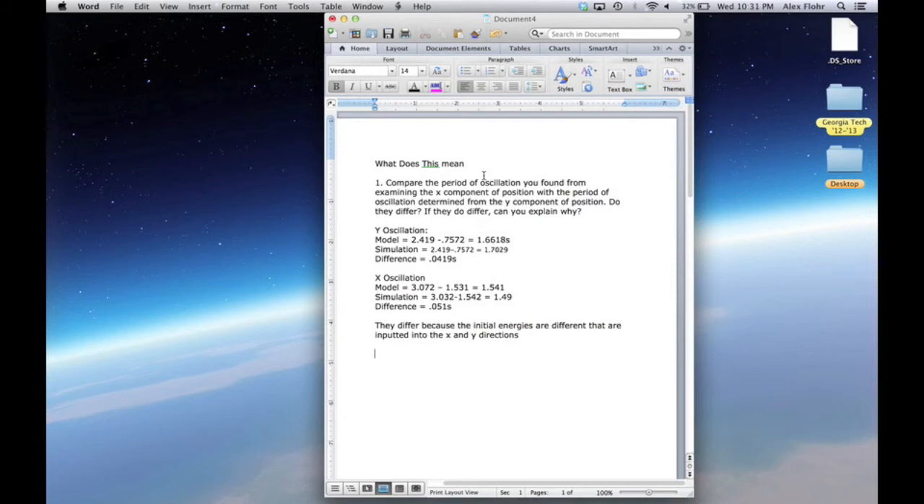So the first question says, compare the period of oscillation you found from examining the x component of the position with the period of the oscillation determined from the y component of positions. Do they differ, and if they do, can you explain why?